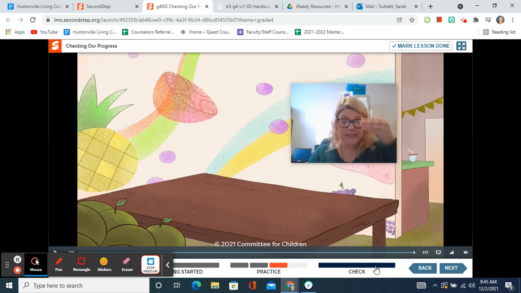So Sal and Anna discovered some changes they could make to their plan. Now they can work around their roadblocks and keep moving toward their goal. So they had some roadblocks and they realized they needed to make some changes in order to work around those roadblocks. All right.